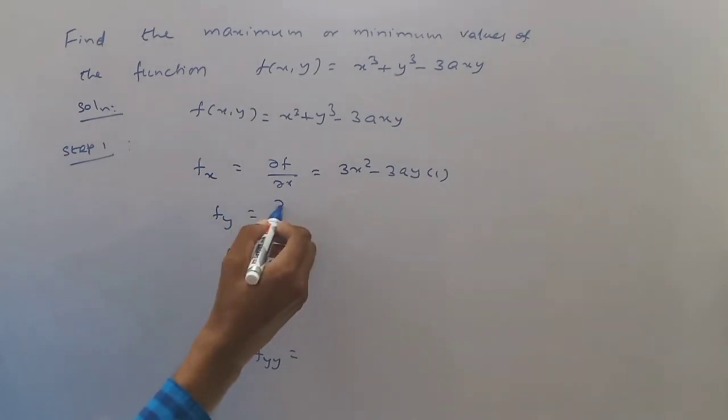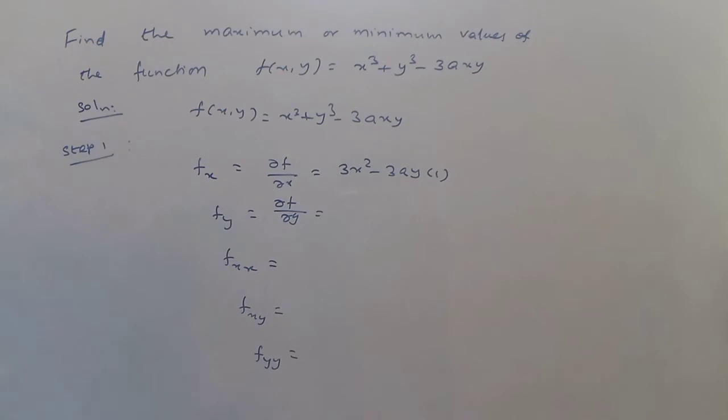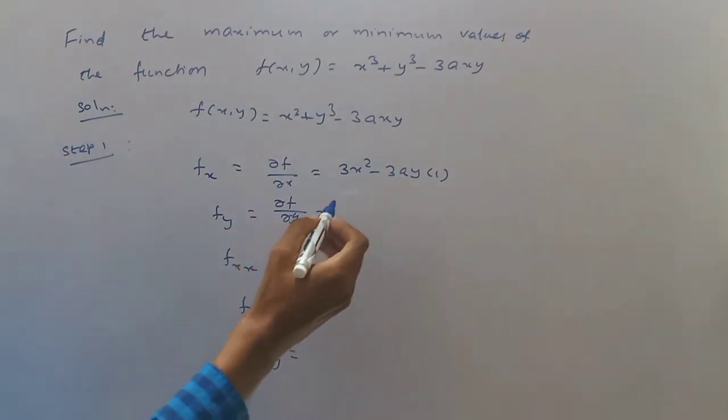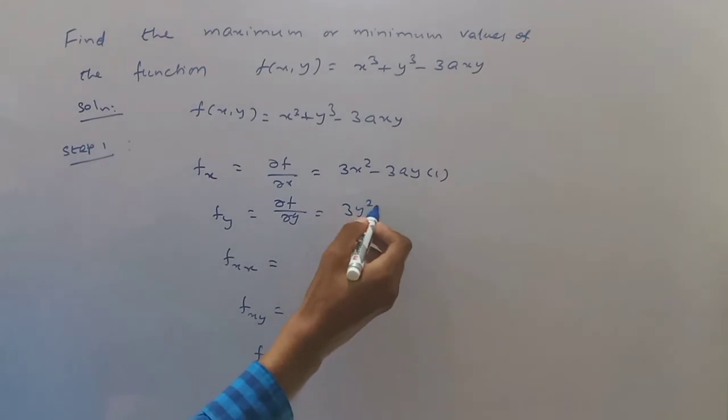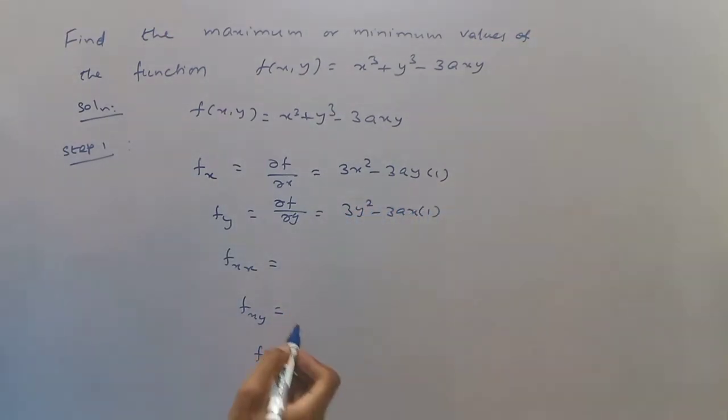fy. What is fy? Dou f by dou y. Differentiation of f partially with respect to y only. So x is constant. So 3y square minus 3ax into 1.